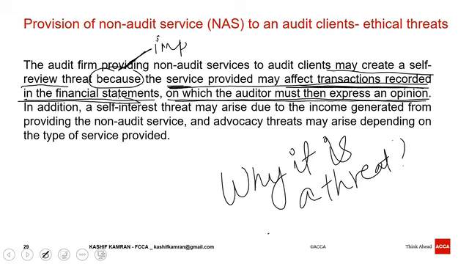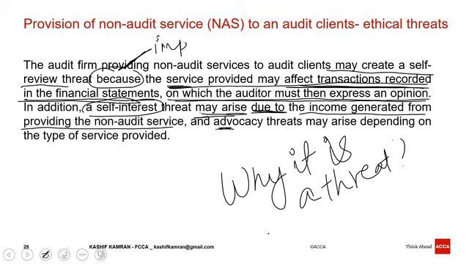In addition, a self-interest threat may arise. See, the examiner is also telling you why a self-interest threat would arise. You can justify that in the exam paper. It may arise due to the income generated from providing the non-audit service. So see, the examiner is giving you the reason of threat, and you can easily write that down in the exam paper. You cannot have a lame excuse that I do not know how to justify a threat, because the examiner has given you the article supporting why a threat, justify the threat, and has written why it is a threat.